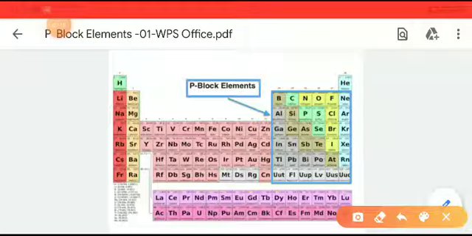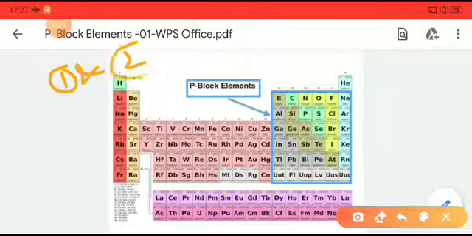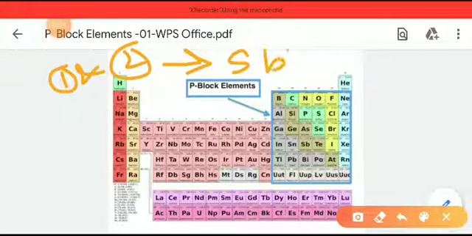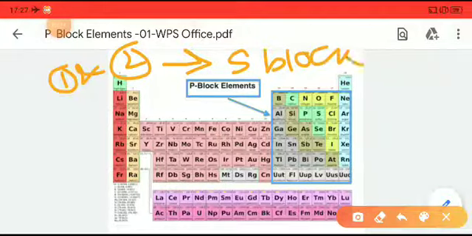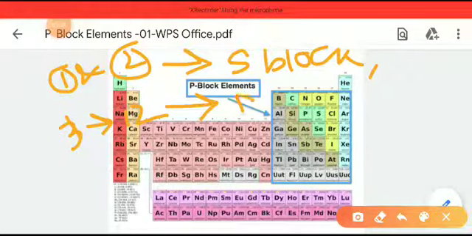I have given you a brief of the periodic table. Group number 1 and 2 are expressed as S block elements, where the alkali metals, group 1, and the alkaline earth metals, group 2, are present. And in the D block, from group number 3 to group number 12, they are called D block.